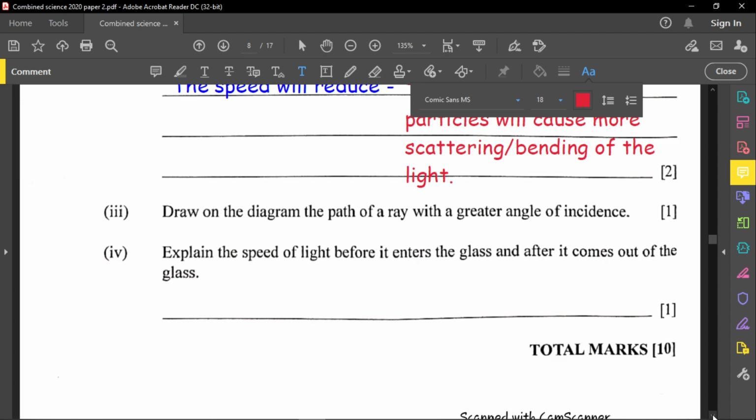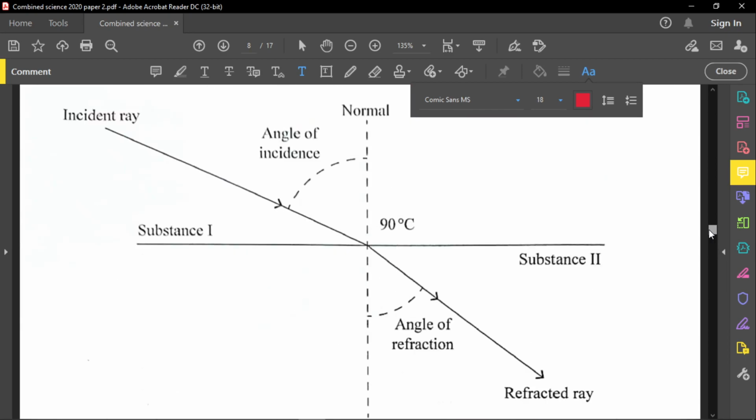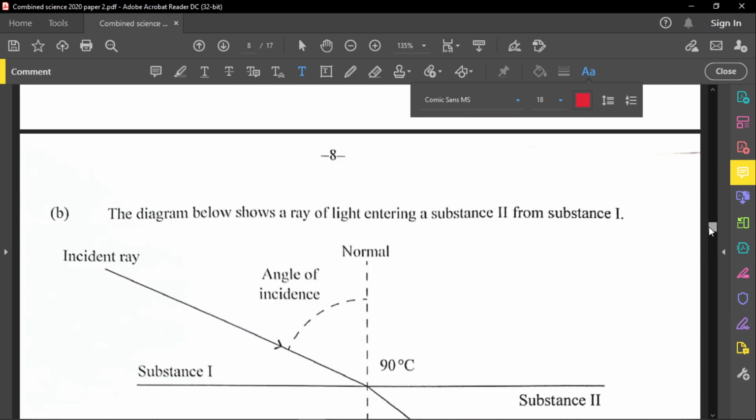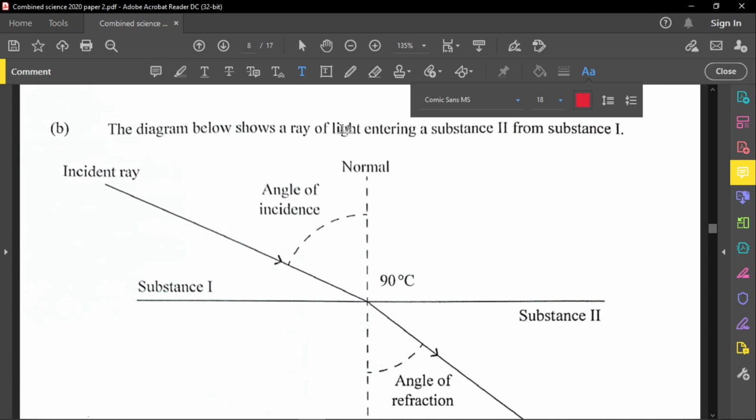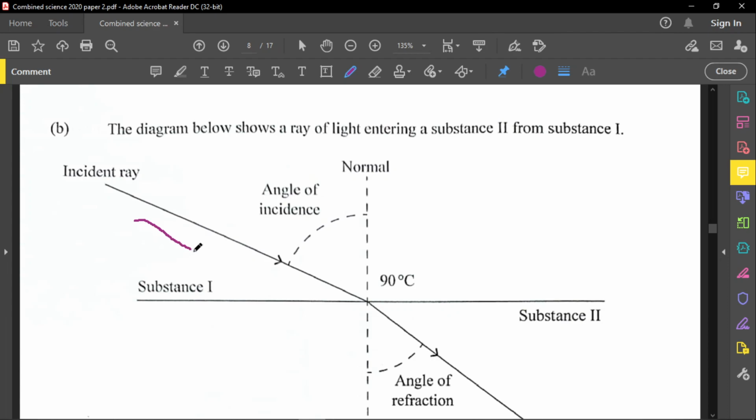Now, part 3 said, draw on the diagram the path of a ray with a greater angle of incidence. So if you have a greater angle of incidence, I'm going to increase this angle right here, and I will talk about this after I do it. So if I draw a new ray, let's see if I could draw this straight.